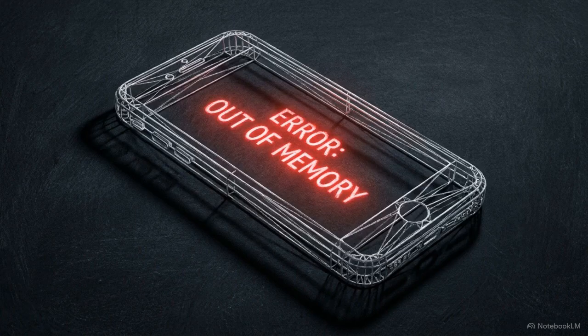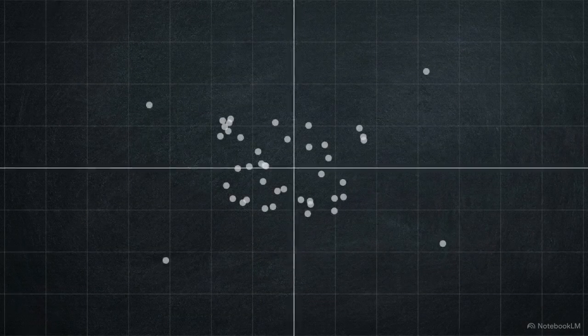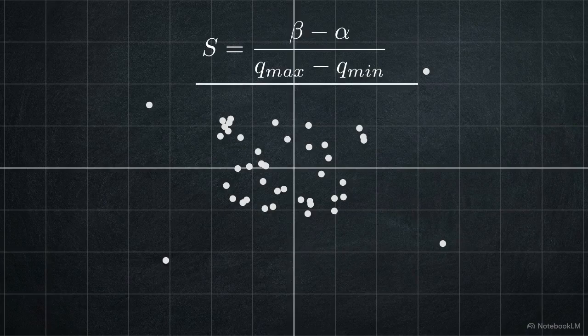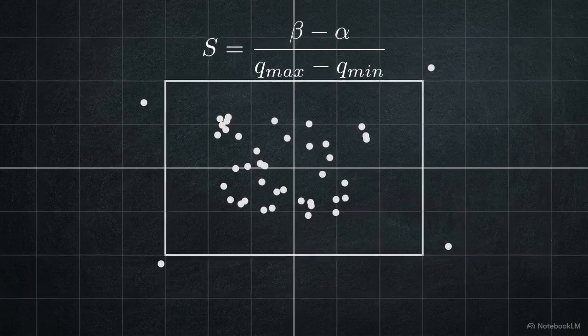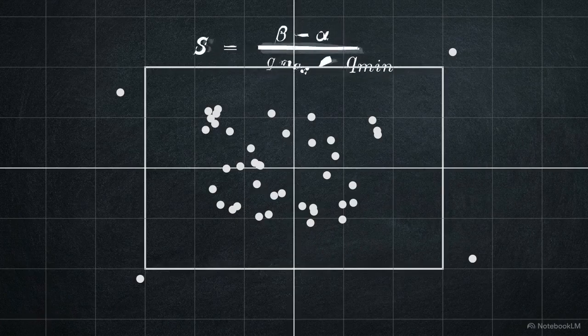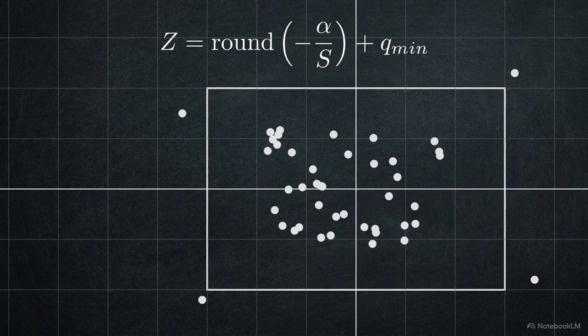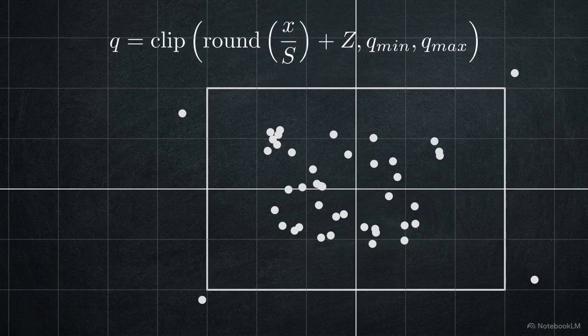Deploying AI natively to mobile devices is not solved by waiting for larger phone RAM. We have to mathematically force a continuous coordinate space into a rigid integer cage. We calculate scale S, dividing bounds alpha and beta by integer limits, stretching the grid around our data. The 0 point Z slides the origin, locking the grid in position. Finally, a clip function forcefully slides outlying points to our strict integer borders, preventing overflow.